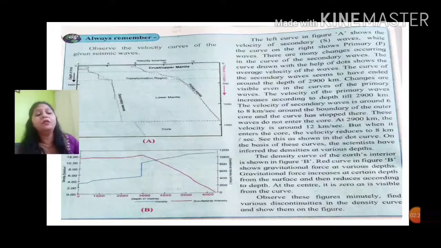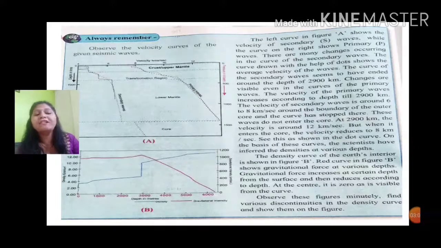From this graph, the density curve of the earth's interior is shown in B1. You can see the red curve in figure B, which shows gravitational force. See the level of the gravitational force at depth. Gravitational force increases to a certain depth from the surface and then reduces with depth. At the center it is zero, as is visible from the curve.